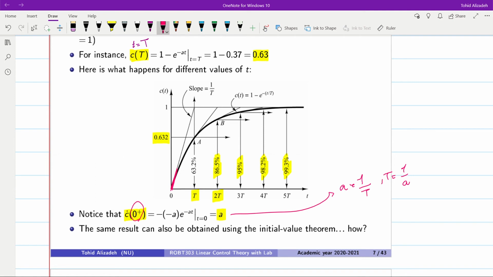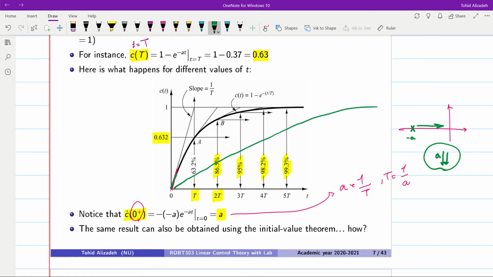If the pole moves towards the origin, let's say that we have a pole here at minus A, if it moves towards the origin, if A becomes smaller, then the slope that we have here also becomes smaller. So the step response of the system takes a longer time to reach its final value.